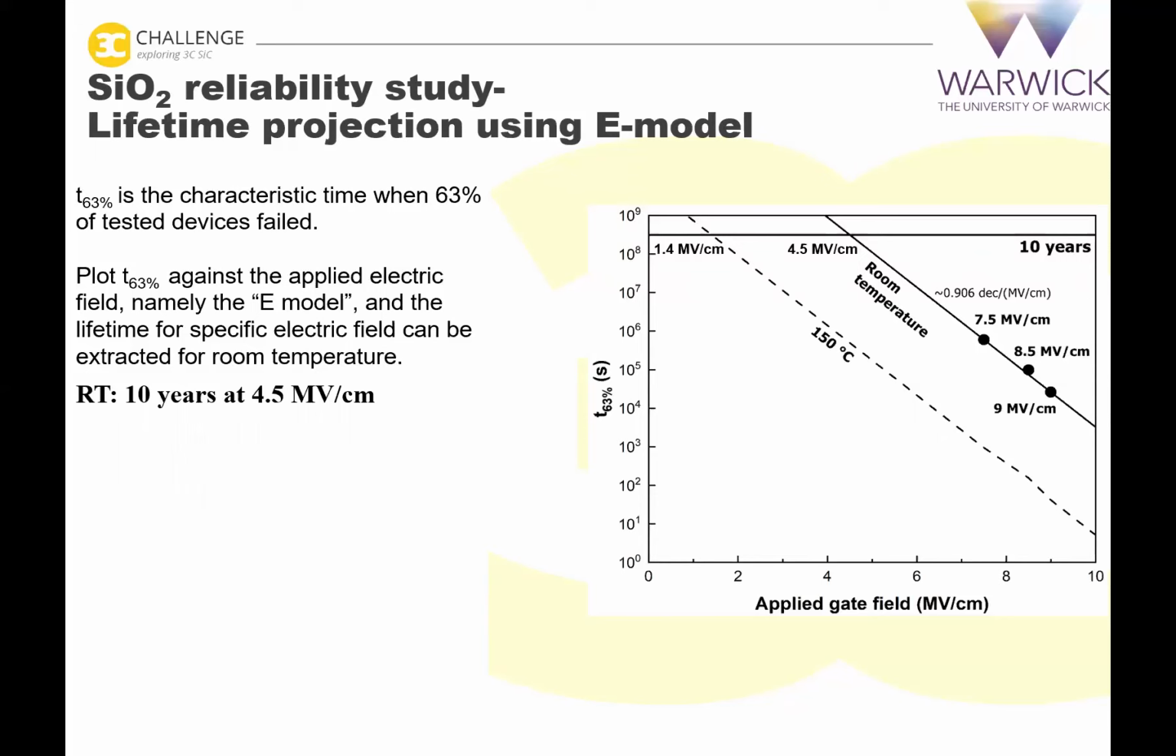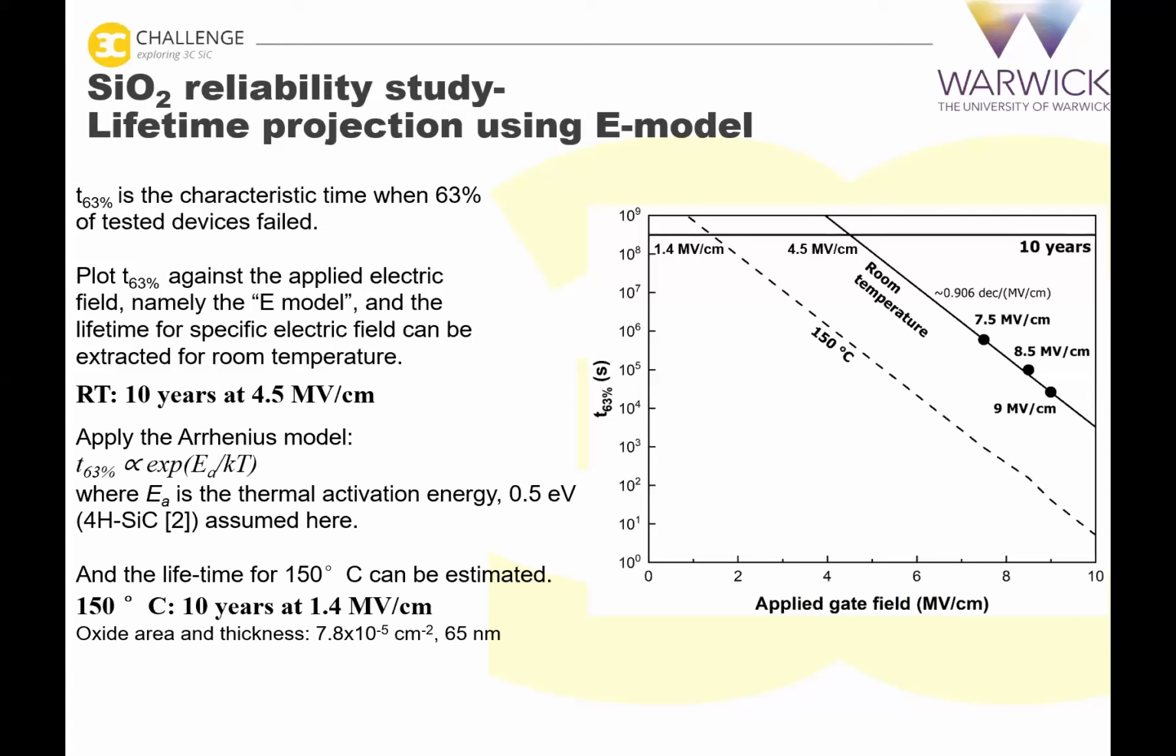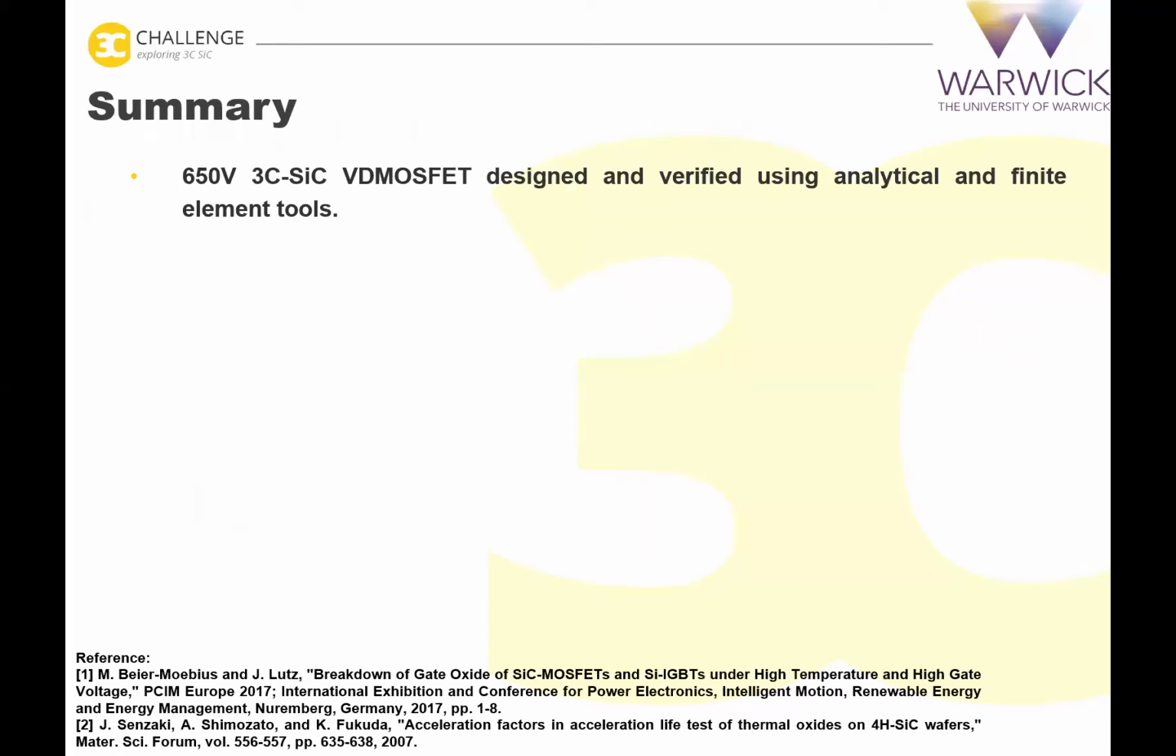If we further take the temperature into consideration, then the maximum operation condition drops to 1.4 megavolts per centimeter. And these estimations are for our MOS capacitors only, with very specific oxide area and thickness. If we want to compare it with a more matured 4H technology, which can achieve 10 years at 150 degrees C at 4.6 megavolts per centimeter, we have to admit that the 3C technology still needs a bump up. Okay, so now I come to the summary.